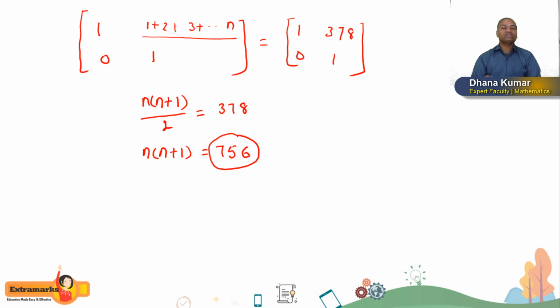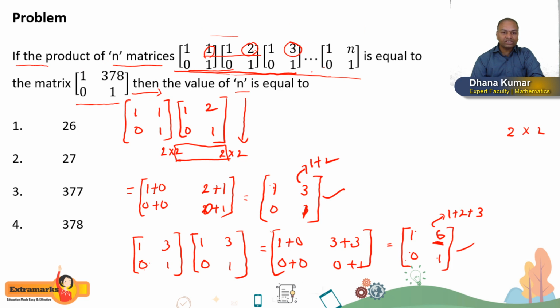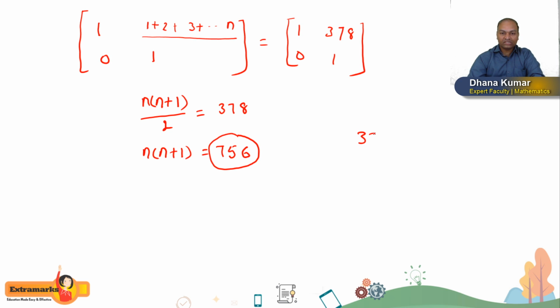Correct or not? What is that procedure? Expand this one, we can get a quadratic equation and find the roots. Otherwise, you go for the options and verify. What are the options here? First of all, if you are taking the fourth option, the answer is what?